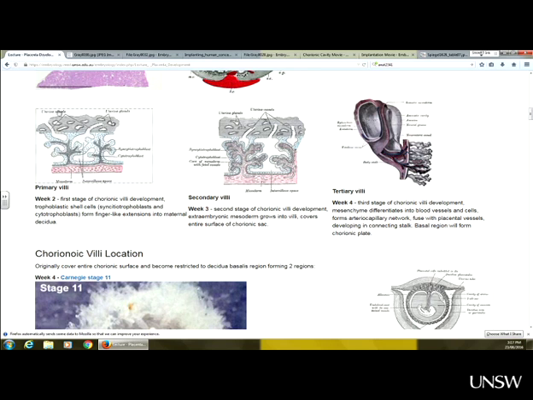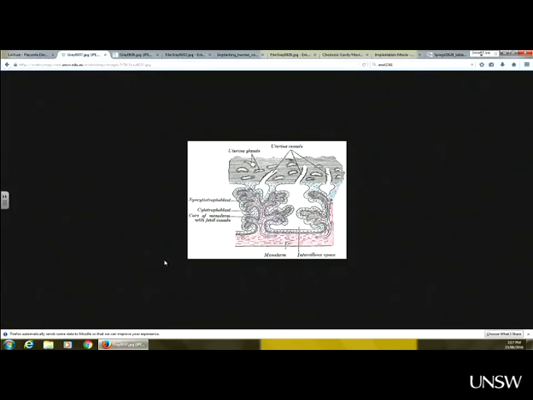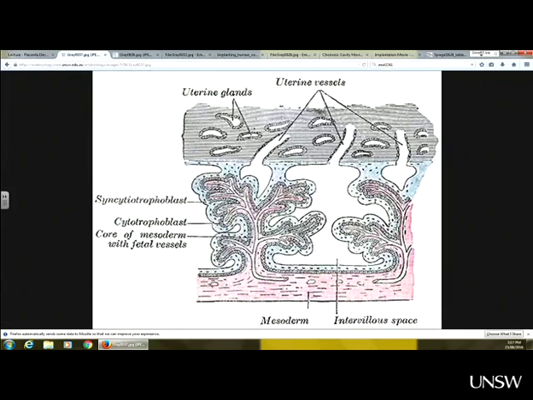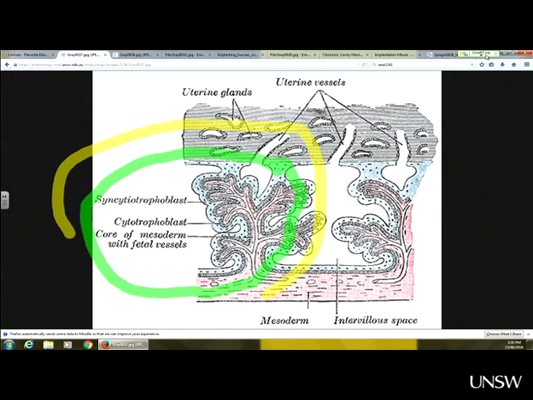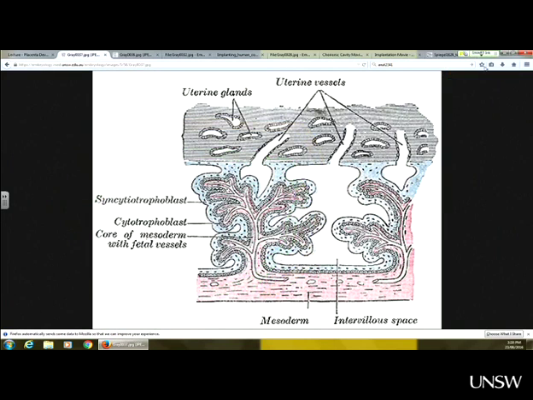The next stage in development is when those primary villi become invaded by mesoderm. Now, at the time that mesoderm fills these, so here's our mesoderm running up into the core of the villi and extending out like this, and here as well. So when it's just mesoderm within the core of the villi, these are then described as secondary villi.